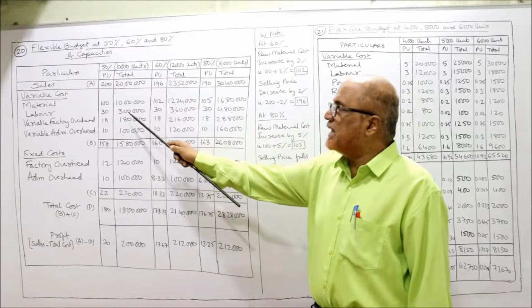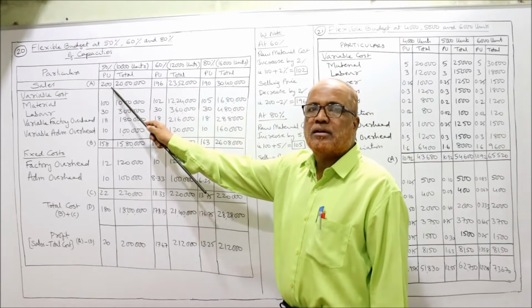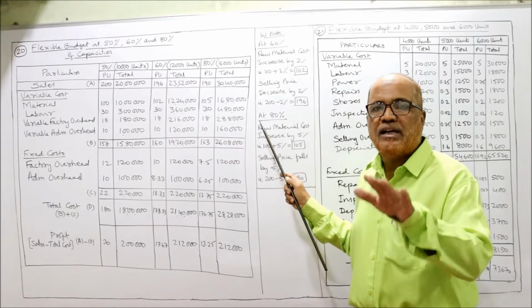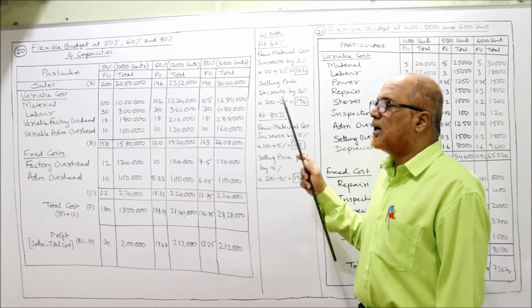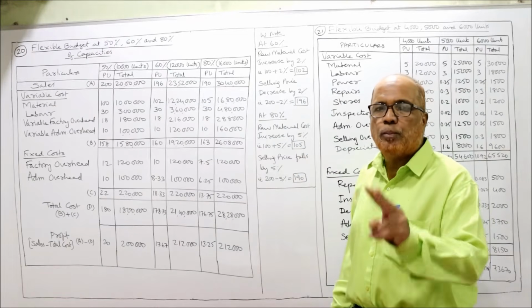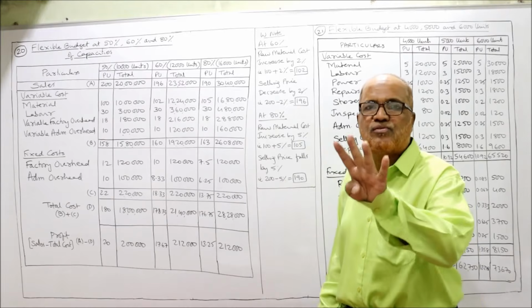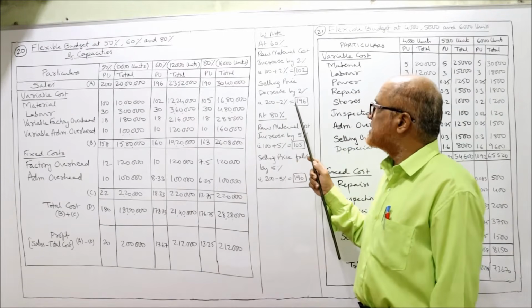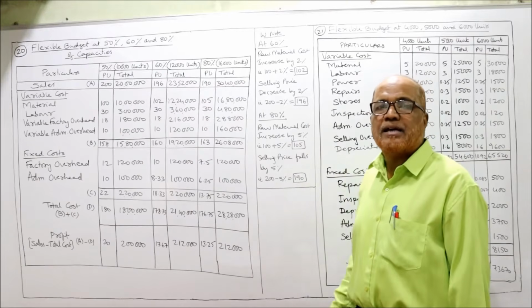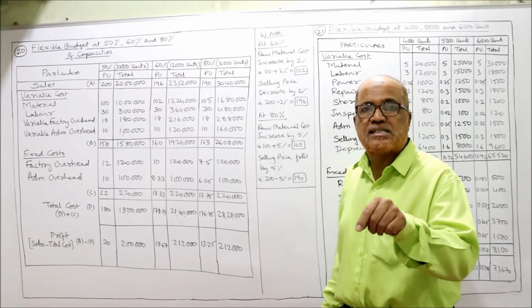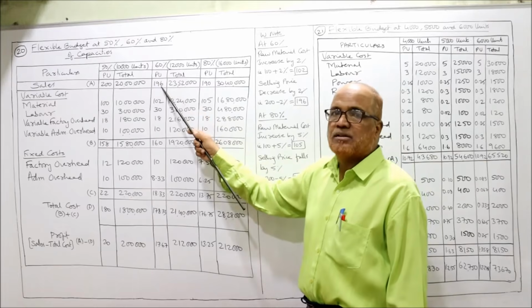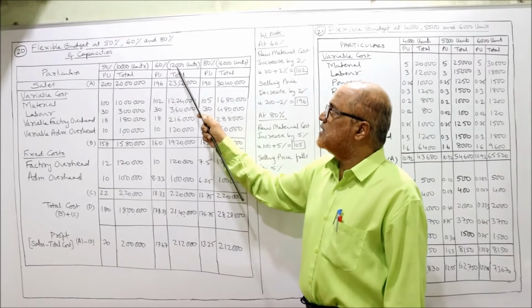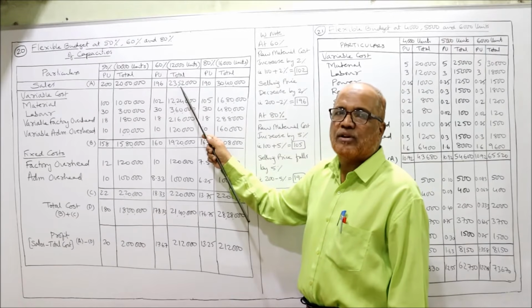What is the present selling price? 200. From 200 we deduct 2%. 2% of 200 is 4. So 200 minus 4, 196. So selling price per unit is 196 when 60% capacity is met. Now multiply 196 into 12,000, 23,52,000.